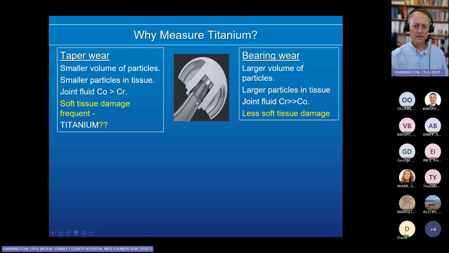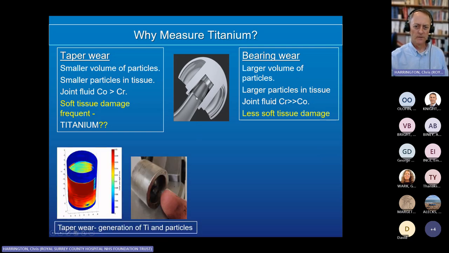So in this schematic here, this is where that's occurring, between this stem and where it meets the top of the hip replacement. And they could use their tribology technique to show that there was significant wear here. What they were seeing in the patients was soft tissue damage when they had fewer particles present in the hip fluid, and they wondered and speculated whether it was titanium.